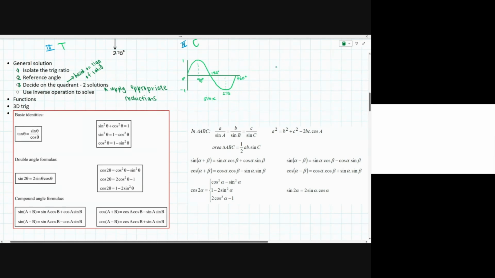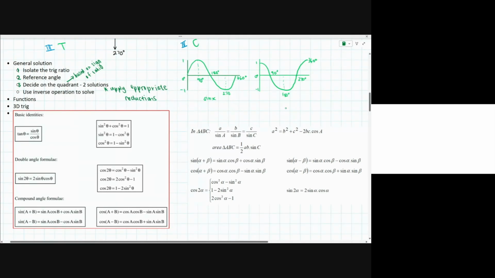Cos graph. Okay, it wasn't the best cos graph in the world, but it doesn't matter. Maximum at (0; 1), x-intercept at (90; 0), minimum at (180; -1), x-intercept at (270; 0), and then another maximum at 360.